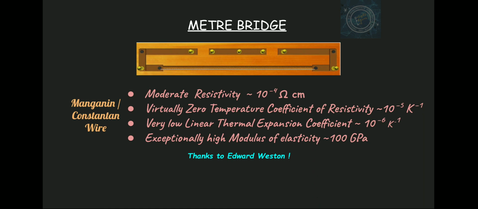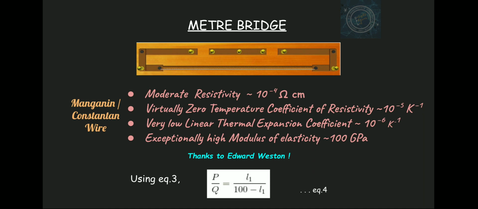Okay. One thing to note here is that R by S got changed to L1 by 100 minus L1 simply because I considered that R, which is the left side of the null point, is equal to rho L by A, where L is L1 and rho is the resistivity of this meter wire and A is the area of cross section of this meter wire.